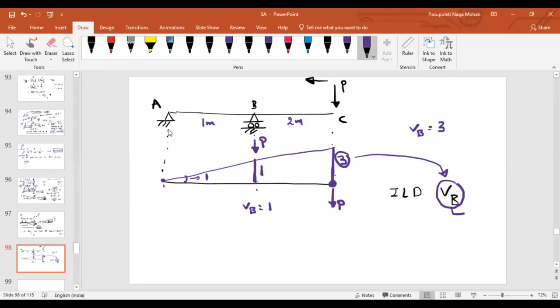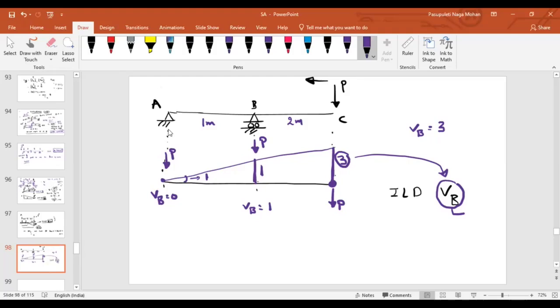If my load is at point A, what is the corresponding ordinate? 0. VB is equal to 0. So wherever you want to find the reaction at B, that position we have to see. Depending upon the position of load, we have to take the corresponding ordinate.